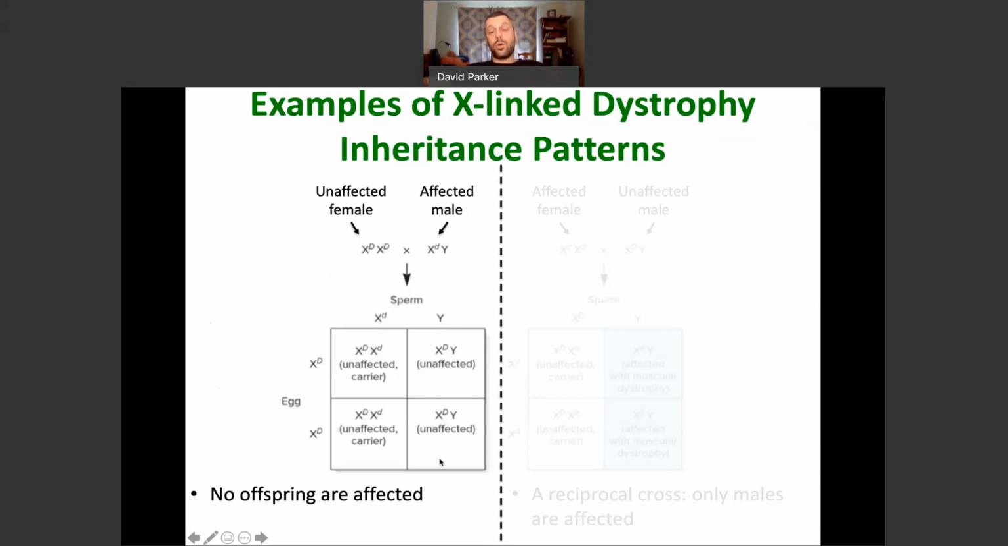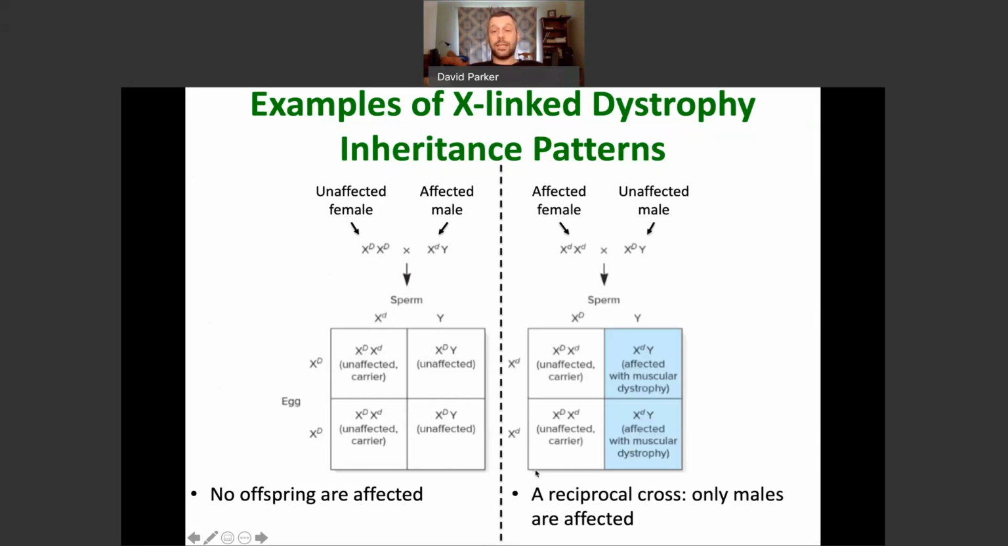If you do what is called a reciprocal cross, shown on the right here, reciprocal in this case just means the genotypes and the phenotypes are flipped. So now you have an affected female, homozygous recessive, with an unaffected male, the opposite of the phenotypes over here. When you have that situation, you'll see that there are differences in the sexes. Again, the sperm have to be either X D as one gamete or Y as the other gamete. And the female gametes are both X little d.